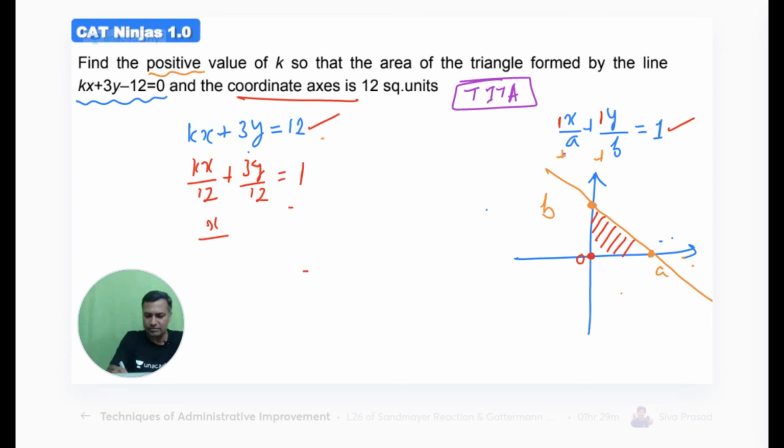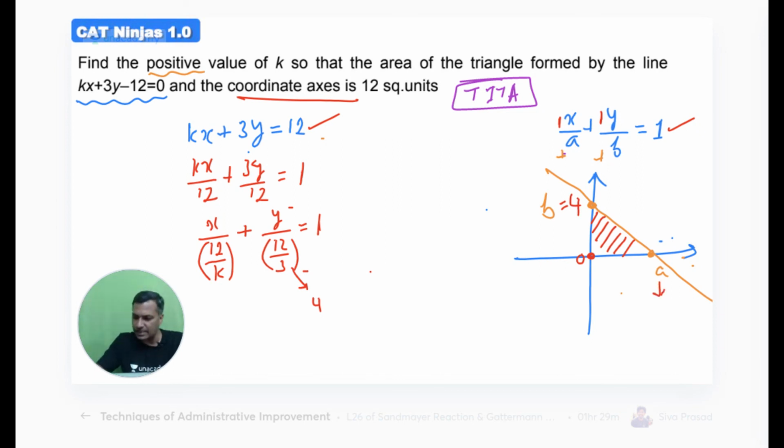Therefore, you write this as x divided by 12 by k, so the x-intercept is 12 by k, plus y divided by 12 by 3 is also equal to 1. So on this particular graph, what is the value of b? 12 divided by 3 is nothing but 4. What is the x-intercept a? It is nothing but 12 divided by k. And hence I know what is my base, half area of the triangle, half. What is the base? Base is 12 divided by k. What is the height?